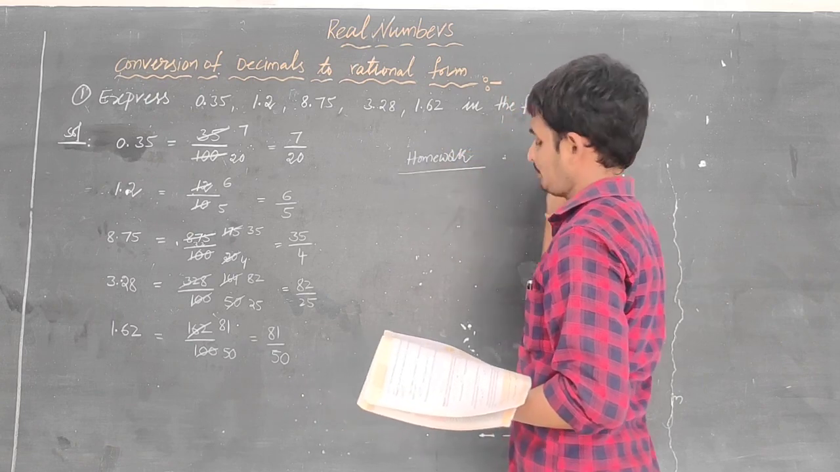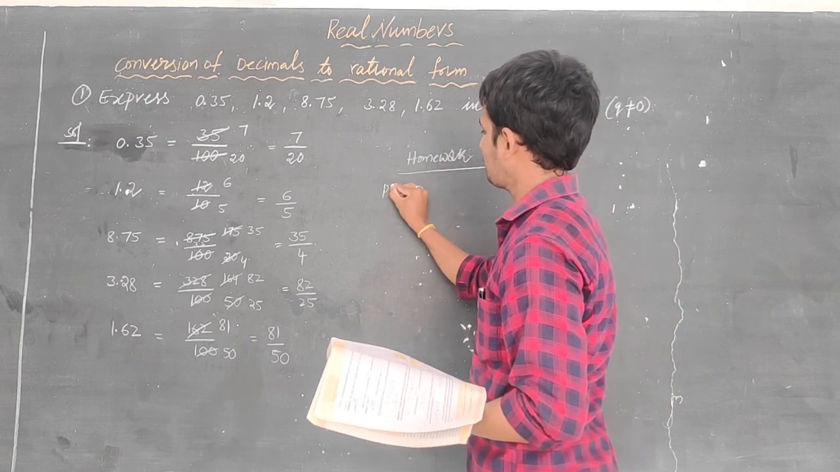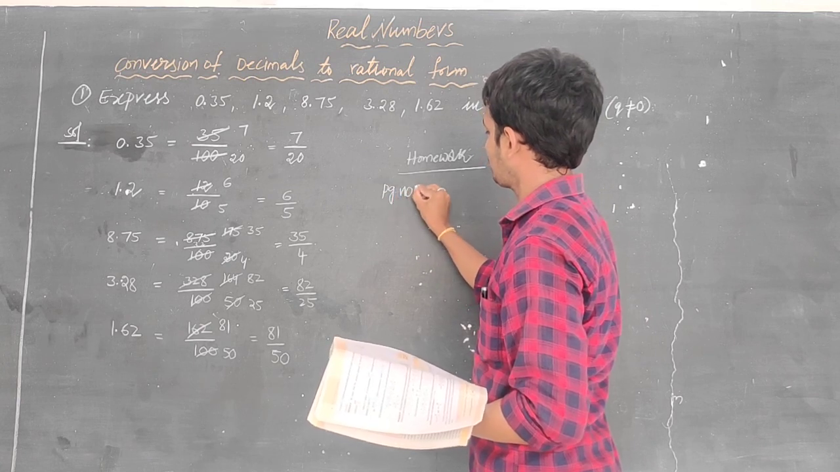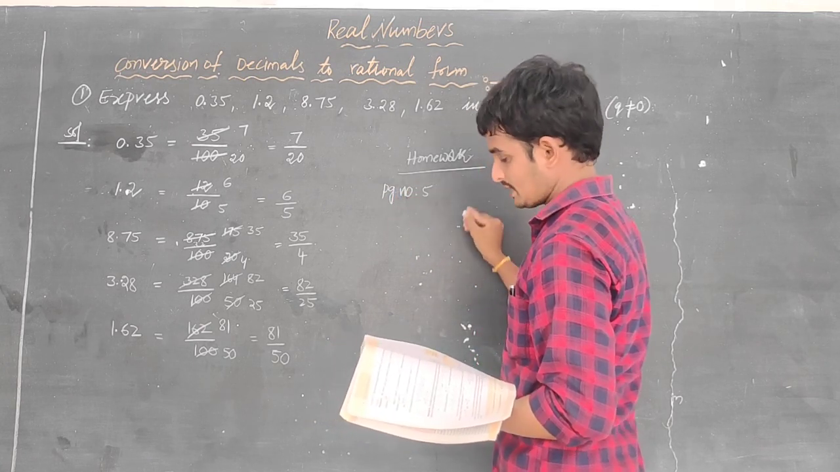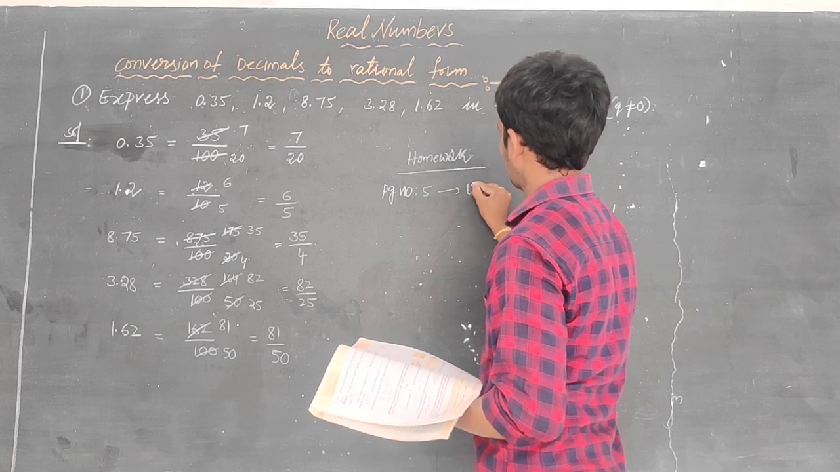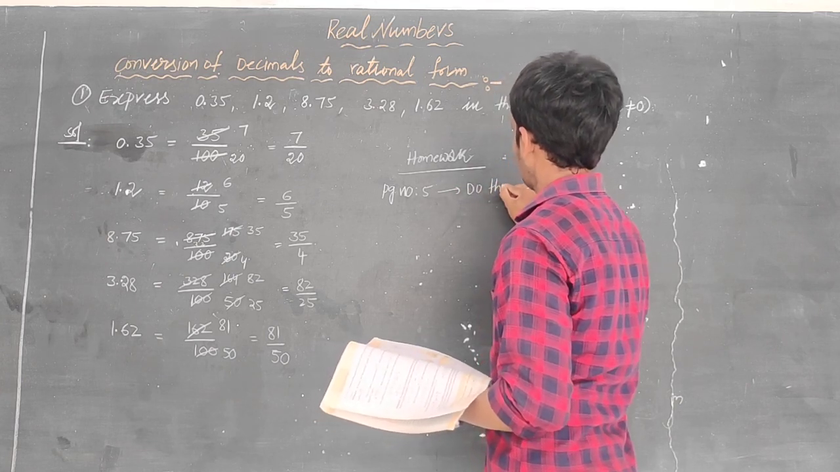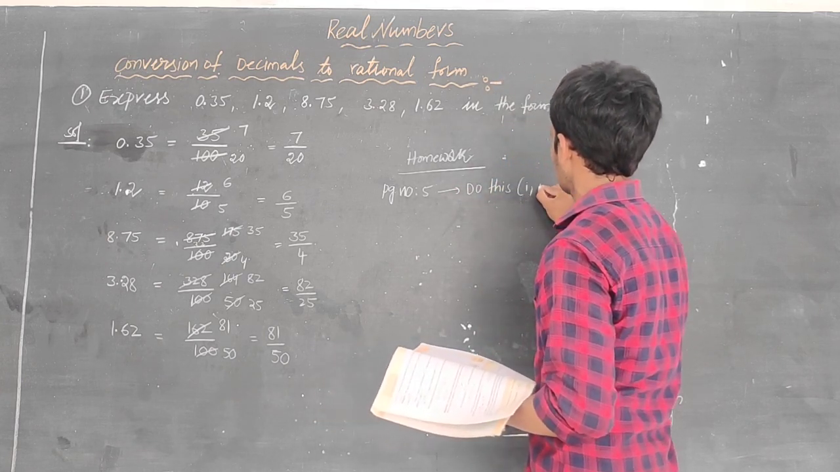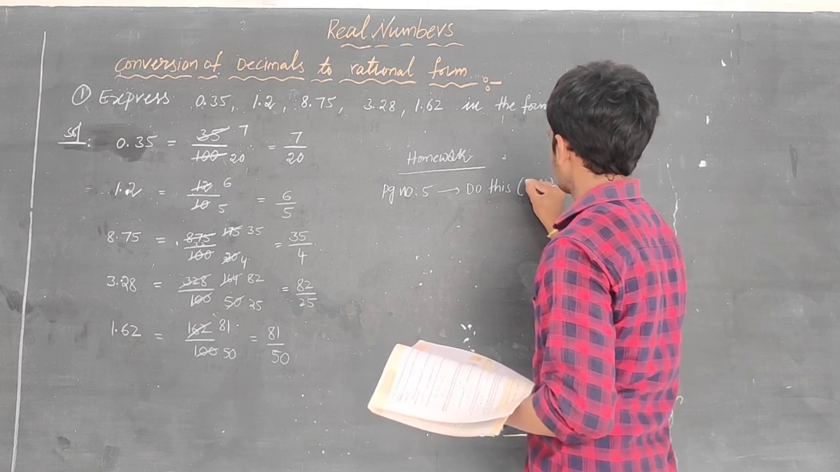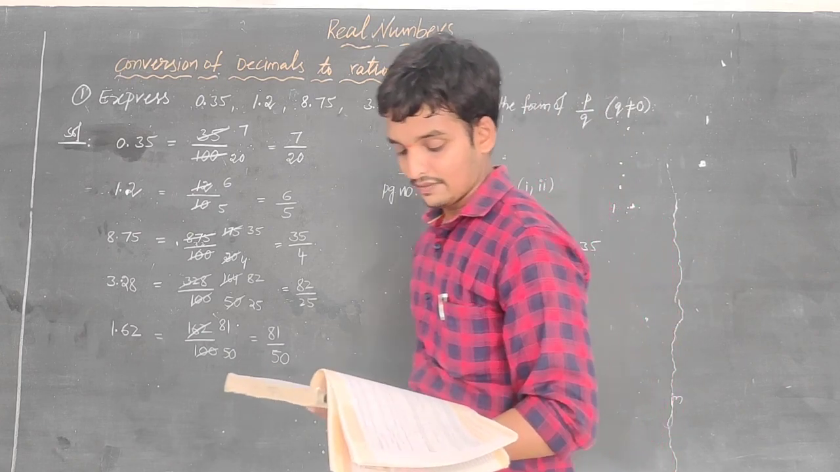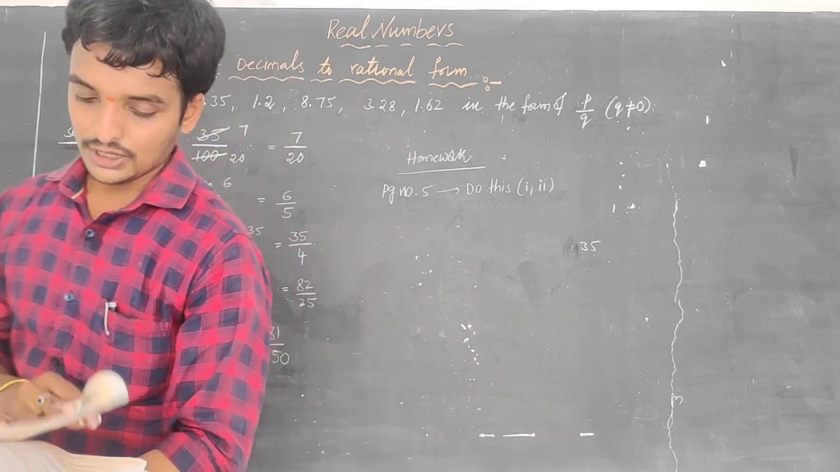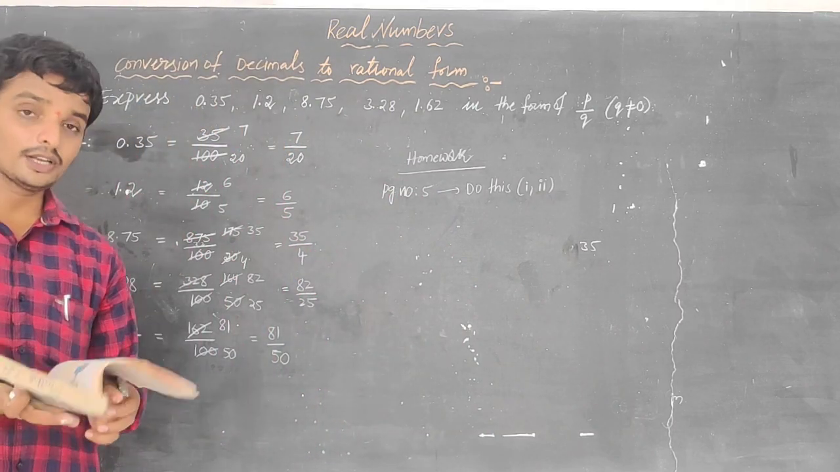The homework is page number 5. There is a Do This. Do This has two sums, 1 and 2. We must do the two problems, 1 by 17 and 1 by 19. And turn the page.